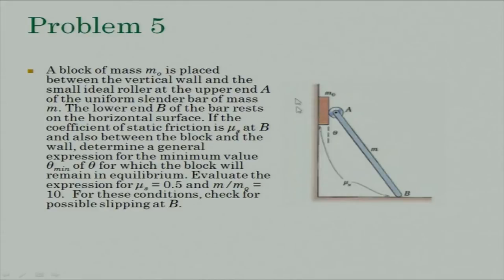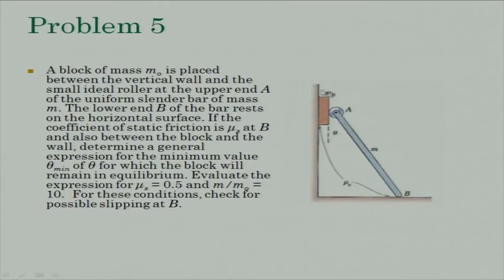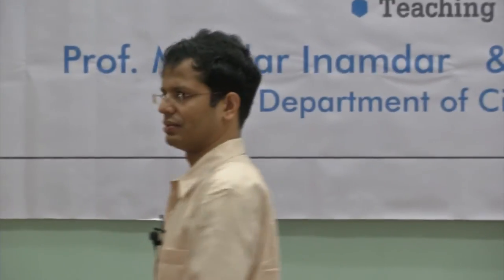Two: normal reaction and friction at the point of contact. For the roller, three, point B, four, five: friction, normal reaction, and angle theta. So there are six unknowns in this problem. How many free body diagrams? Two. How many equations can I write for this block? Note, extended contact, point of action not known, so only two equations for this and three for this. So we have six unknowns and five equations. We need one extra equation, and that has to come from impending slippage at some point.